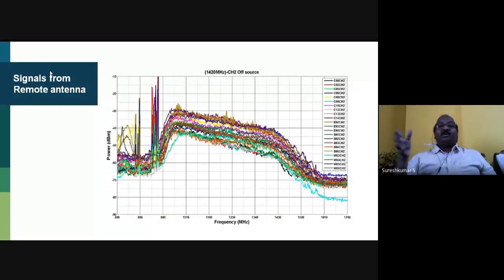You can see about 22 channels being received through RF over fiber from various distances like southern arm, western arm, eastern arm, central square.